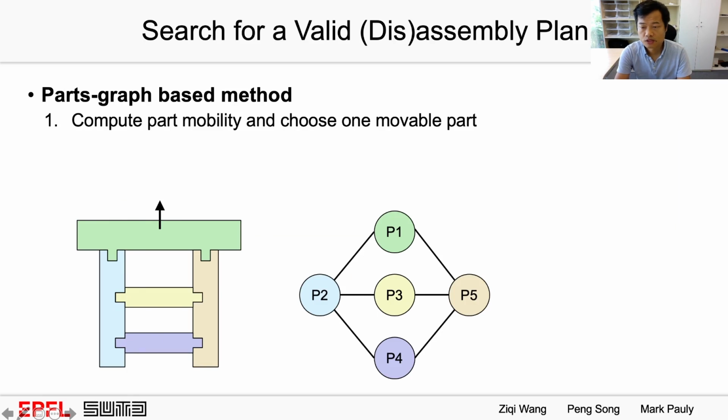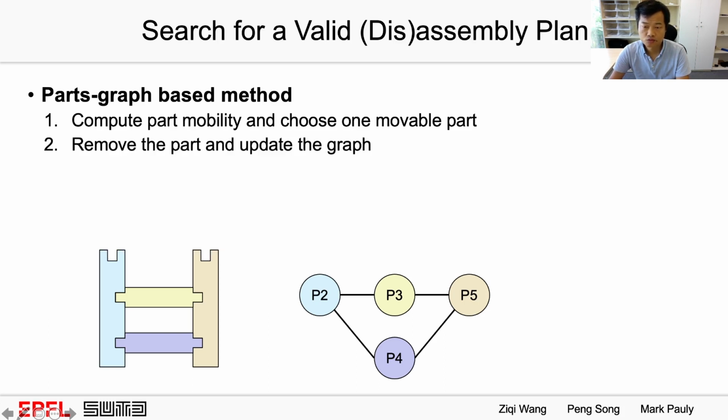One common approach is based on the path graph. We first compute mobility for parts in the assembly using the method that has been introduced earlier, and to identify movable parts quickly, we usually select parts with fewer labels in the path graph. In this example, we identify and choose the green part.